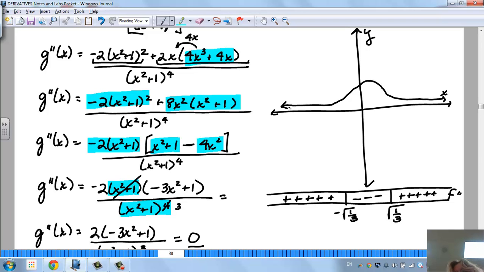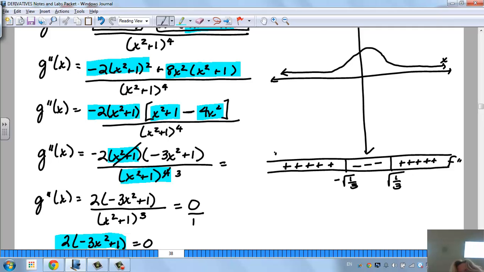So it's obvious that in the center it's concave down, and it kind of curves up on it, so it's concave up on the left and right. So this is what this means, concave up, concave up.